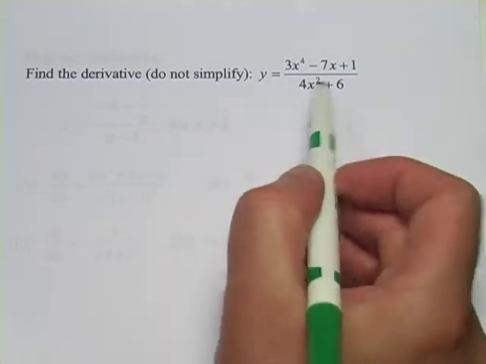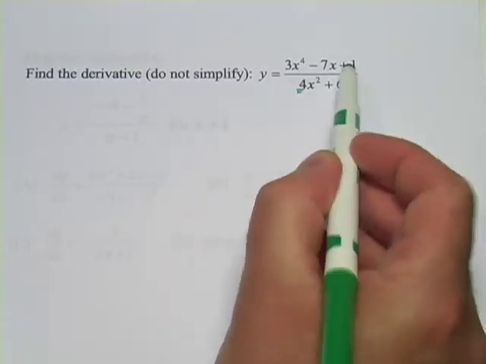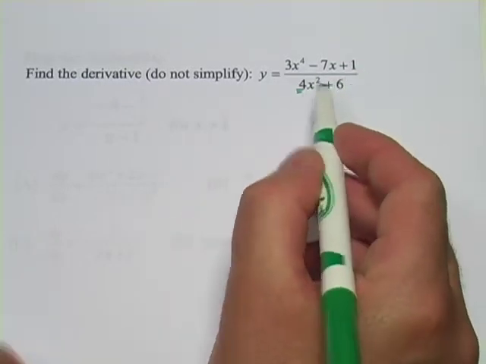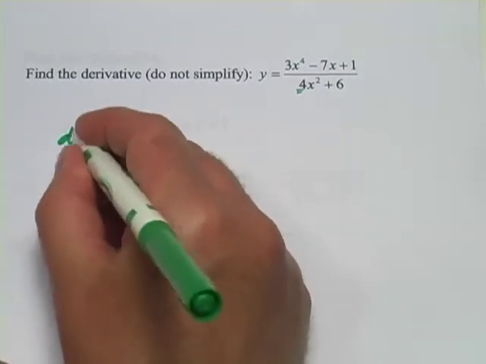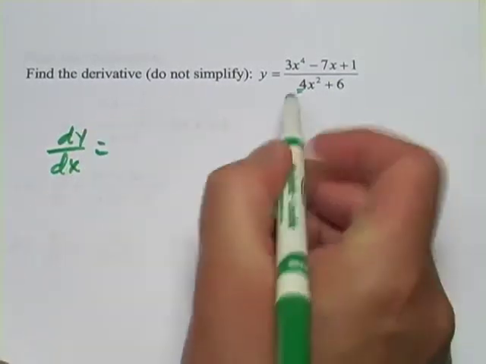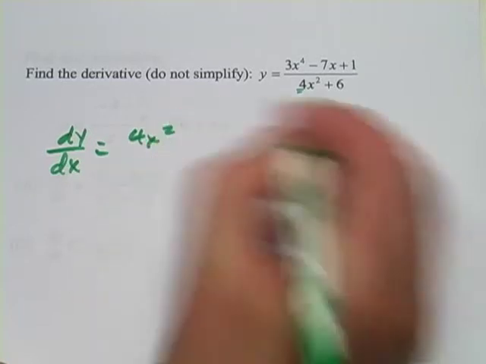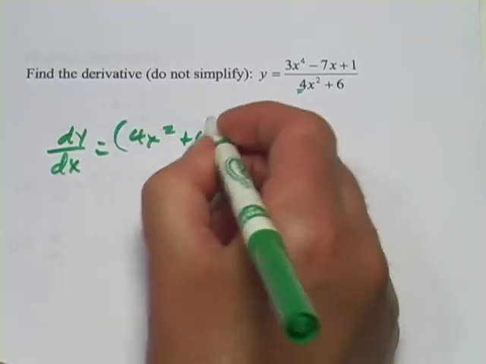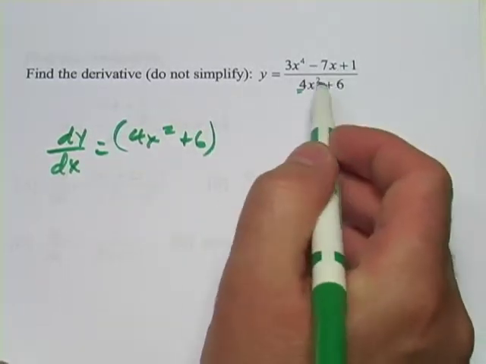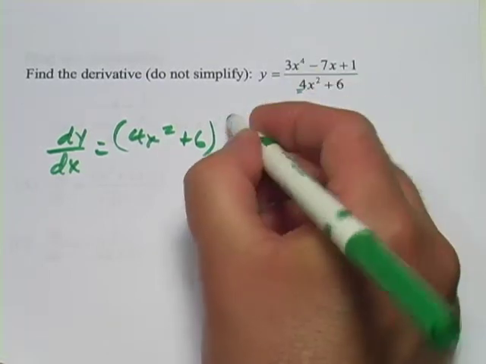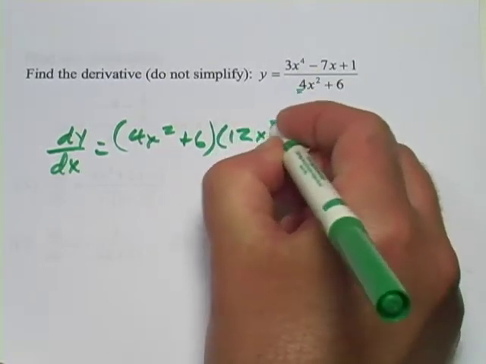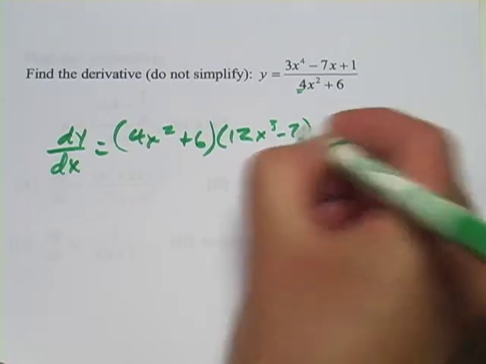So we've got our low down here and our high up here. So low d high is the first part of this. So dy dx equals low, that's 4x squared plus 6, times the derivative of what's on the top, d high. So that's 12x to the third minus 7.